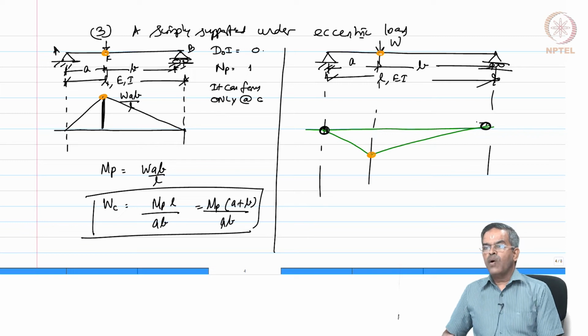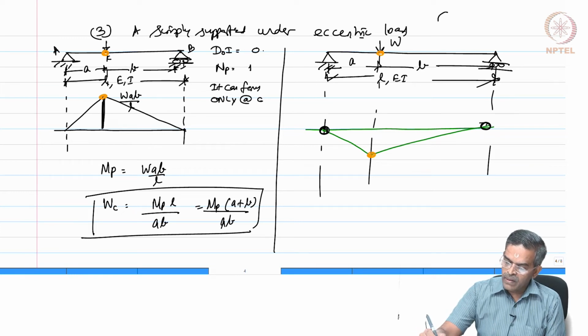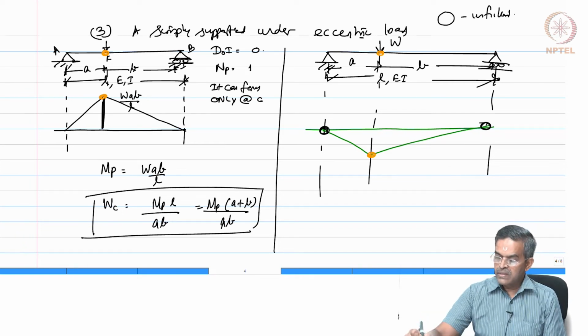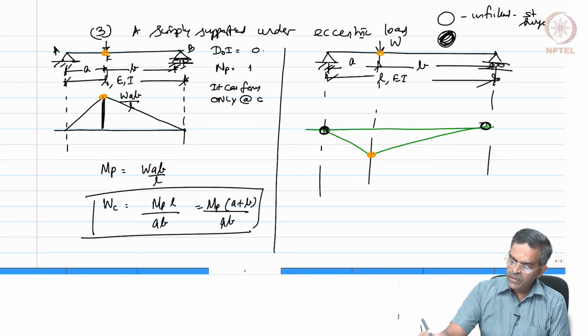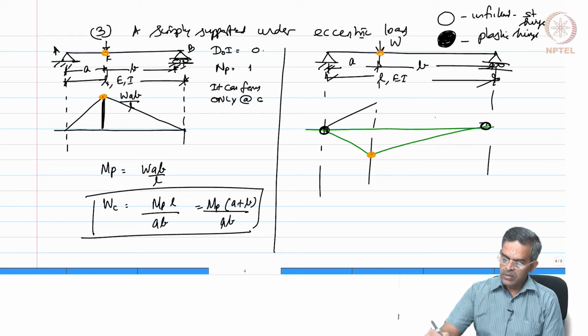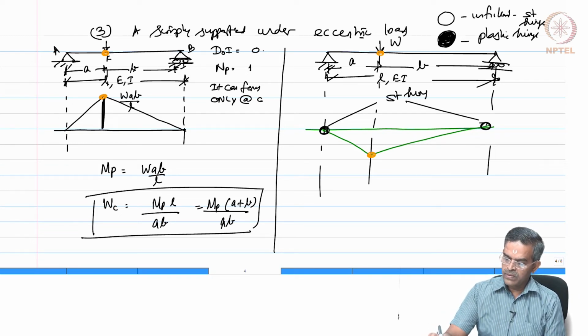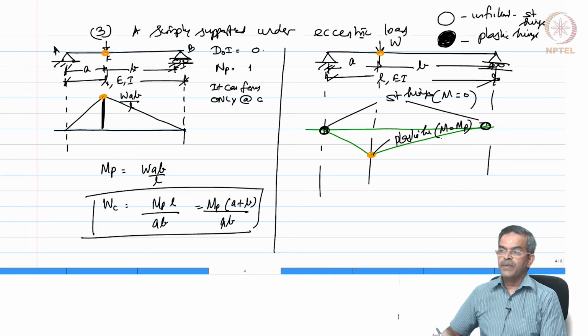Now, you may wonder how I am drawing the hinges. Very interesting, friends. If I draw a circle which is unfilled, this is a structural hinge. If I form a circle which is filled, this is called a plastic hinge. So, these two are structural hinges where the moment is equal to 0. This is a plastic hinge where the moment is equal to MP.